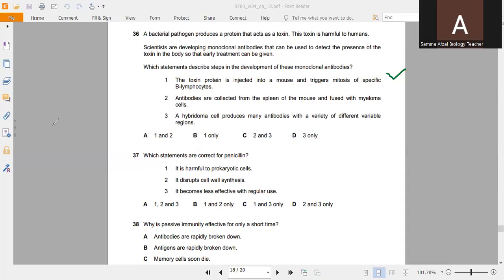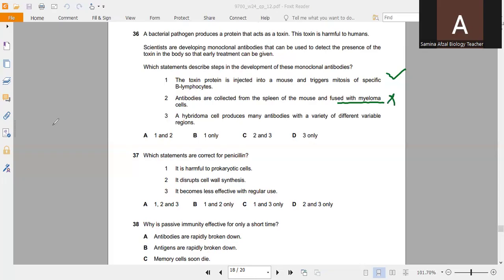Second statement: antibodies are collected from the spleen of the mouse and fused with myeloma cells. Antibodies are collected. There is the formation of plasma cells or beta lymphocytes. Then they are fused with myeloma, not the antibodies. Antibodies will be produced when myeloma and plasma cells bind together. They will fuse together. So this statement is not correct.